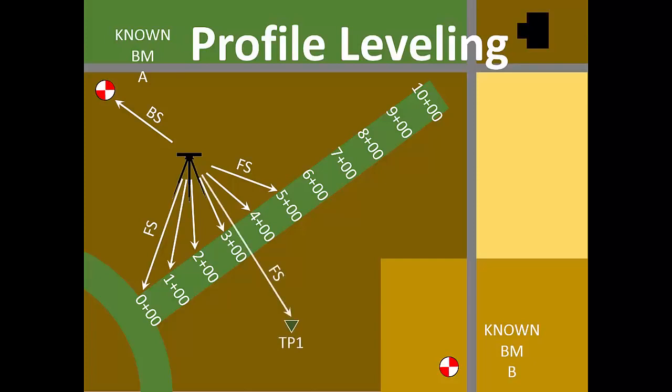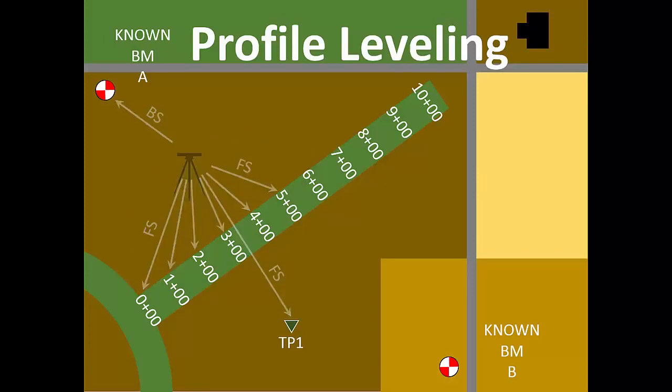Remember that in benchmark leveling, for every instrument setup, there is one backsight reading and one foresight reading. However, in profile leveling, for every instrument setup, there is still only one backsight reading, but there can be several foresight readings, as you see here. This is the primary difference between benchmark leveling and profile leveling.